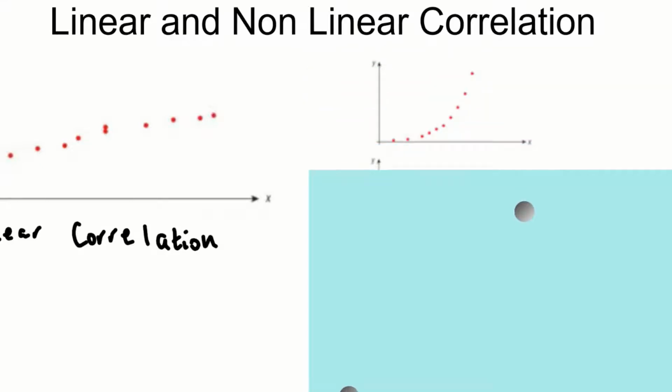Here is an example of a non-linear correlation. There is clearly a correlation here. There is a pattern. There is a connection between x and y. It's a correlation, a relation between x and y. But it isn't linear. So this is a non-linear correlation.